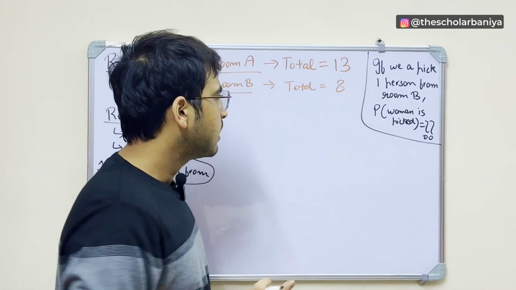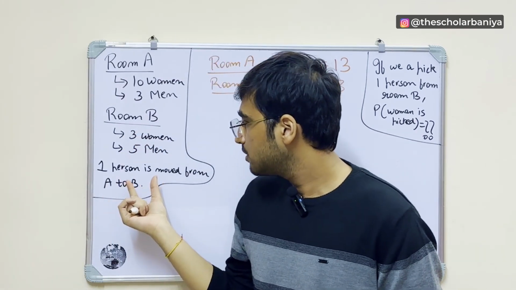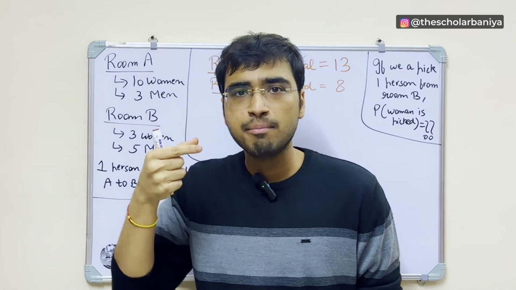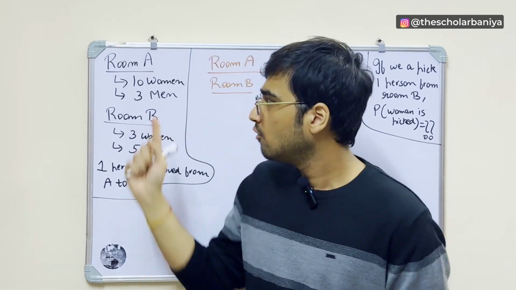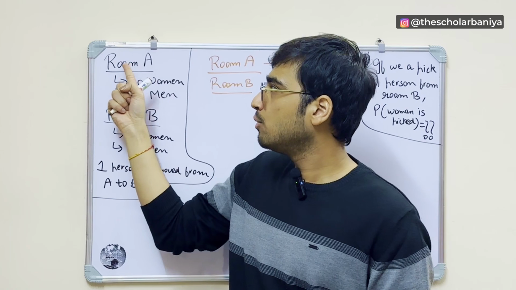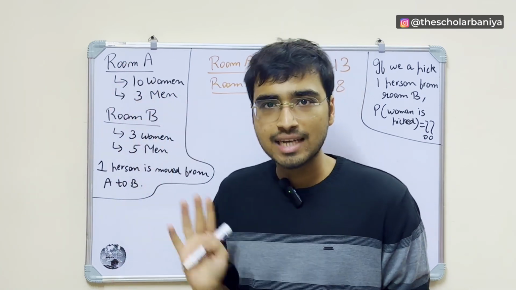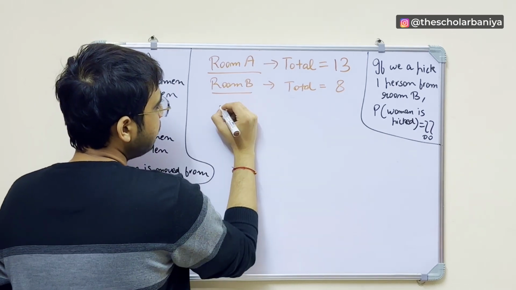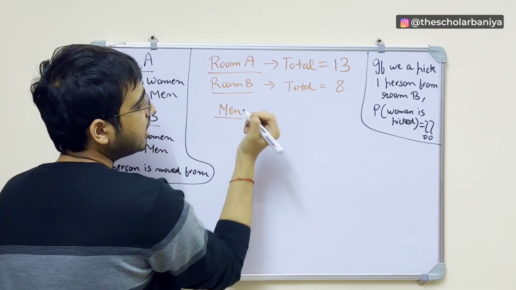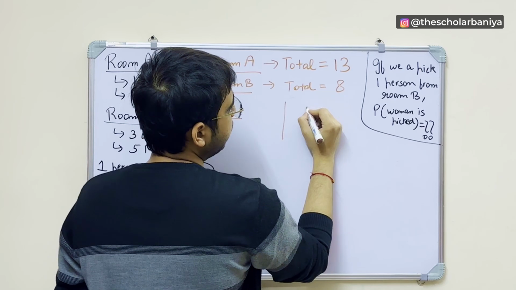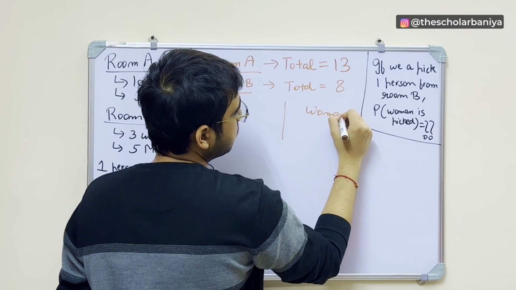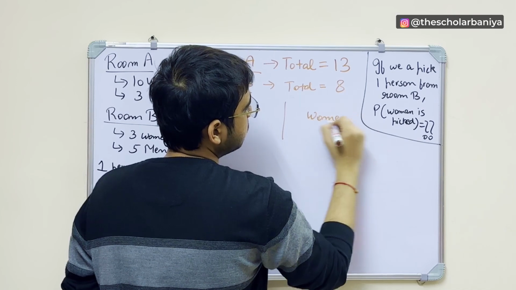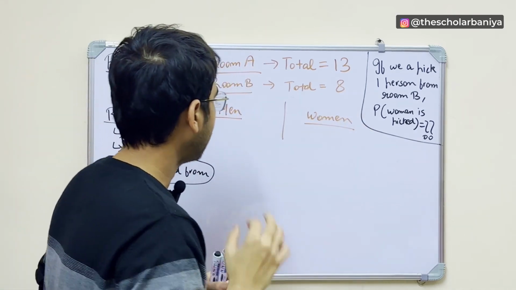Now let's assume that because we pick one person from room A and put that person to room B, we don't know if we have picked a man or a woman. We just pick one person randomly from room A and put to room B. That person can be a man or a woman. So let's assume we have picked a man, and let's assume we have picked a woman.